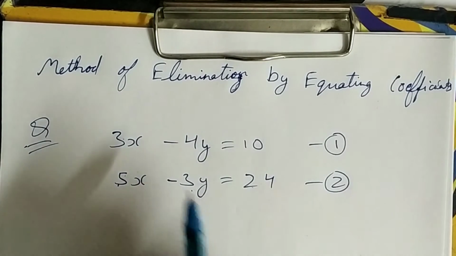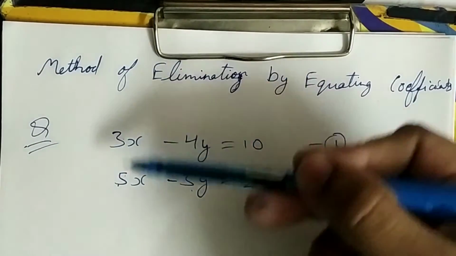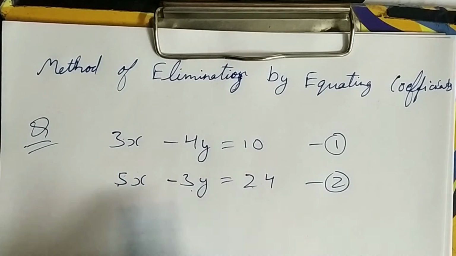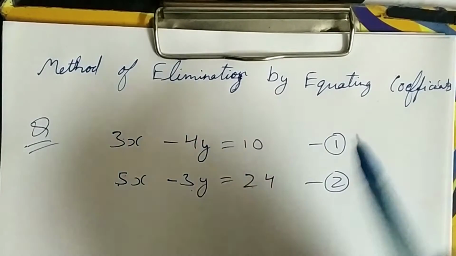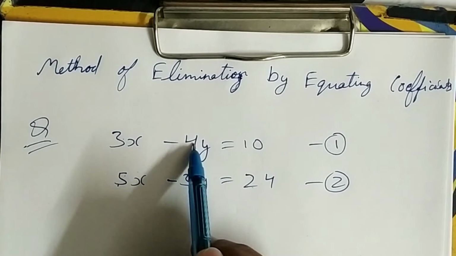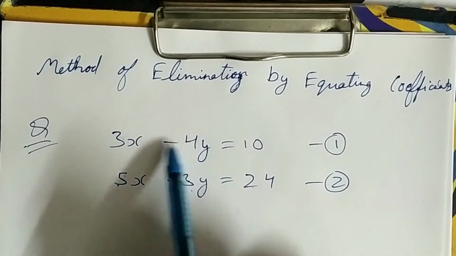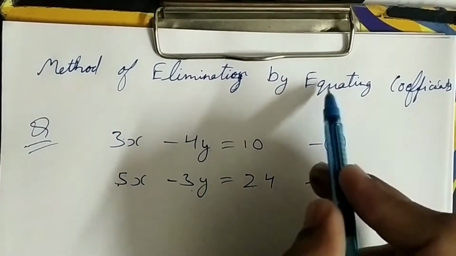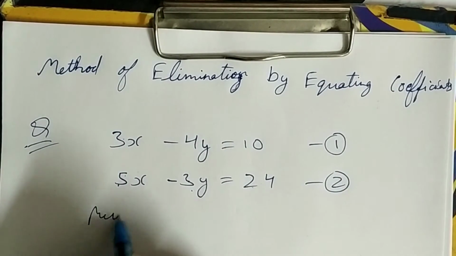So what we did: if we have to make the coefficient of x equal, then we multiply this whole equation by this term and this one by this term. If we have to make the coefficient of y equal, then this 3 must be multiplied by this 4. That means the whole equation must be multiplied by 4. Similarly, this equation must be multiplied by 3. For solving this type of question, you have to make either the x coefficient or the y coefficient equal.